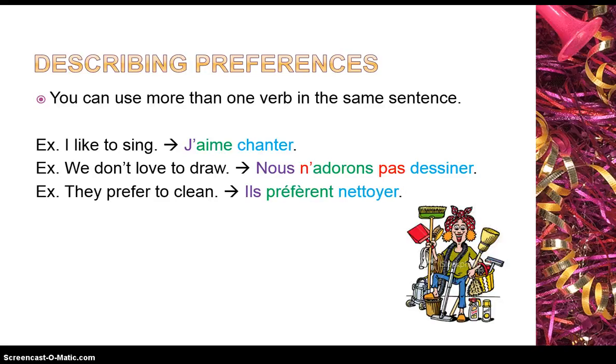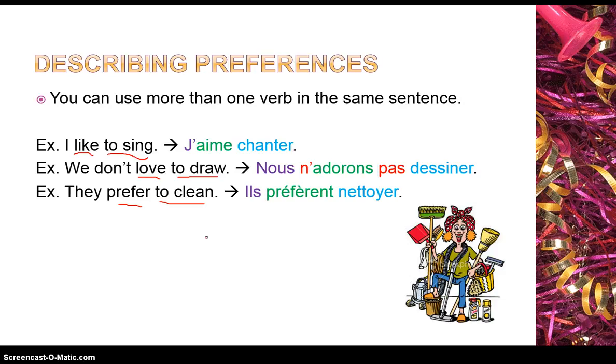All right, describing your preferences, something you need to do for that essay. Okay, can you use more than one verb in the same sentence? Can you do that? Can you? What do you think, Sebi? The answer is yes. Okay, and I've given you 3 examples here. I like to sing. Like is verb number 1. To sing is verb number 2. We don't love to draw. Love is verb number 1. To draw is verb number 2. They prefer to clean. Verb 1. Verb 2. So it is possible.